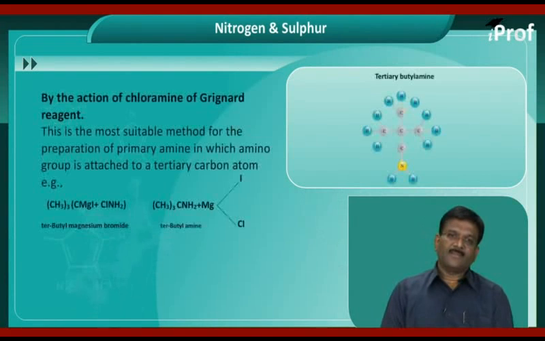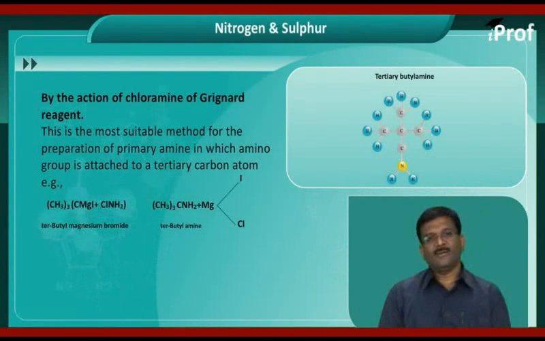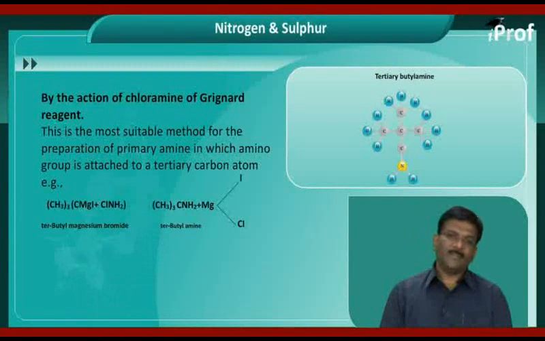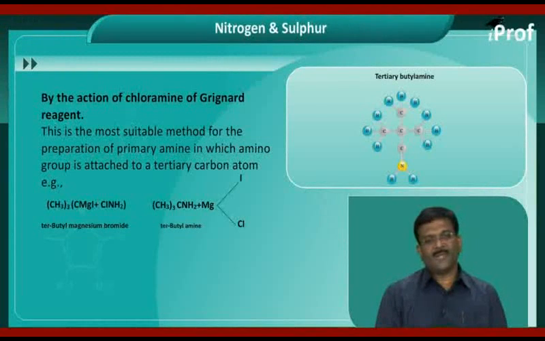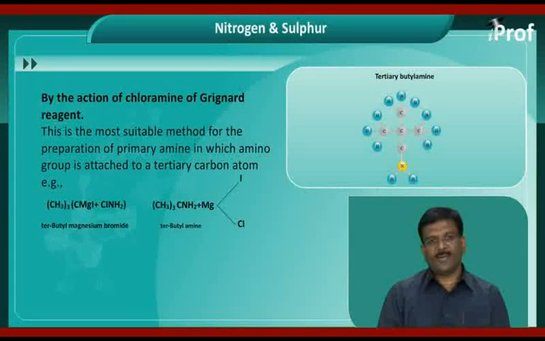Next method is by the action of chloramine on Grignard reagent. This is the most suitable method for the preparation of primary amine in which amino group is attached to a tertiary carbon atom. For example, the tertiary butyl magnesium bromide, when treated, gives the tertiary butyl amine along with the formation of iodo-magnesium chloride or magnesium iodochloride.